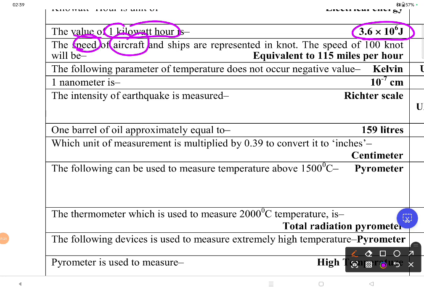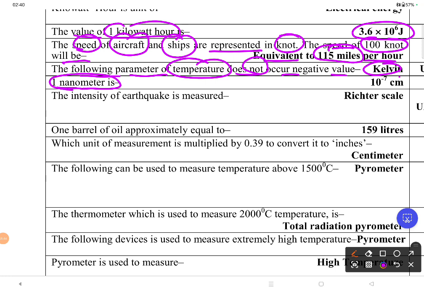The speed of aircraft and ships is represented in knots. The speed of 100 knots is equivalent to 115 miles per hour. The following parameter of temperature does not take a negative value: Kelvin. 1 nanometer is 10^-7 centimeter. The intensity of an earthquake is measured on the Richter scale. 1 barrel of oil is approximately equal to 159 liters.